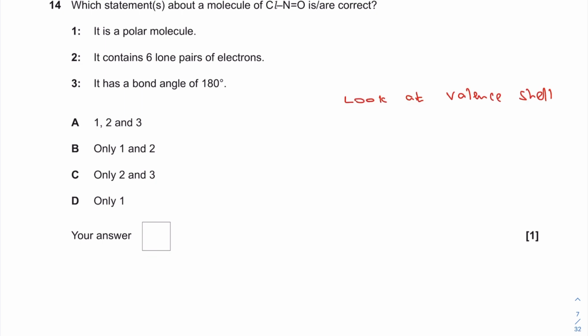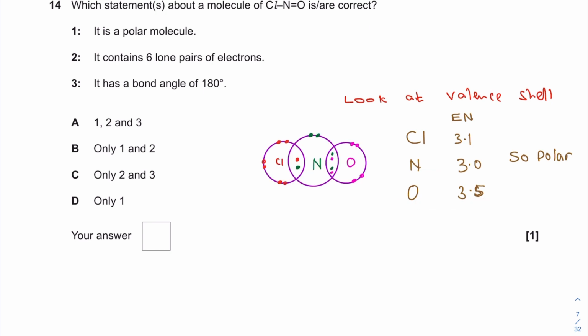With the valence shell, the element electronegativity for chlorine is 3.1, nitrogen is 3, and oxygen is 3.5. So therefore, they will be polar. Here's the structure here. So we're looking at valence shell. Nitrogen is in group 5. Oxygen is in group 6. And chlorine is in group 7.